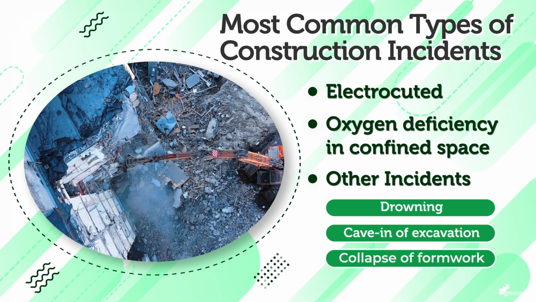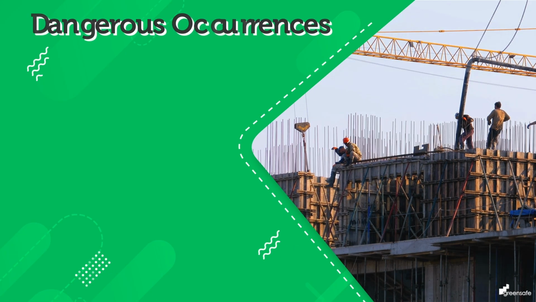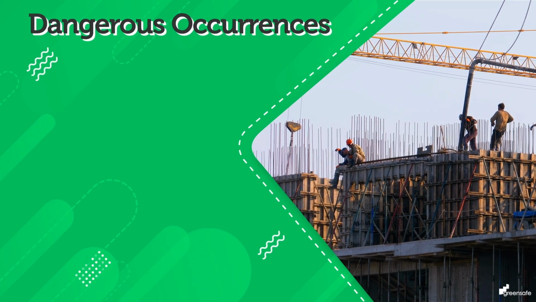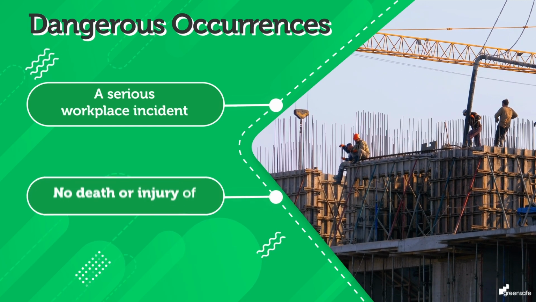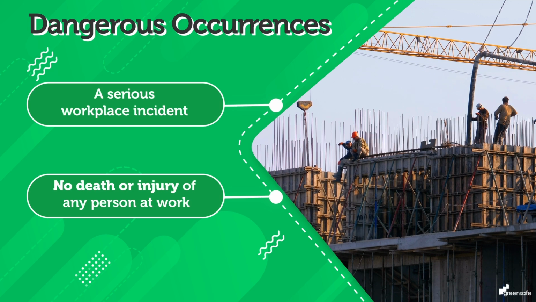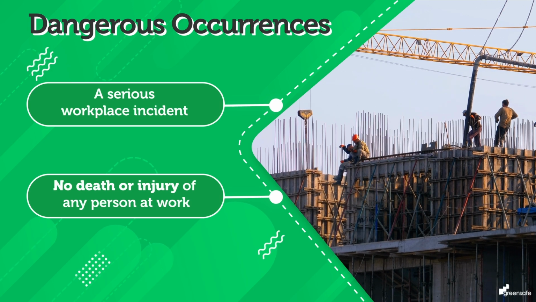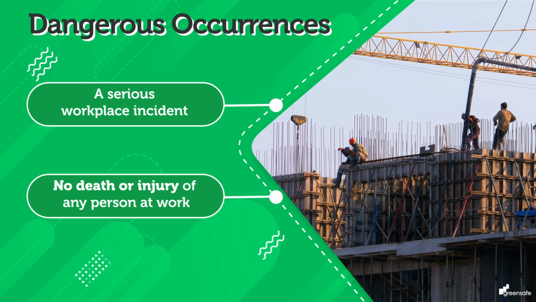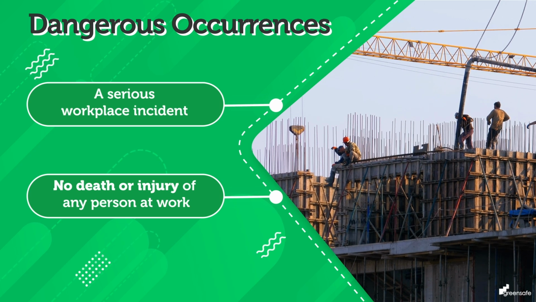Now, we move into the area of dangerous occurrences. As defined in the WSH Act, a dangerous occurrence is a serious workplace incident which does not involve the death or injury of any person at work. This may not sound deadly, but facing these situations results in serious repercussions. There are altogether 6 types of dangerous occurrences. Let's look at them individually.